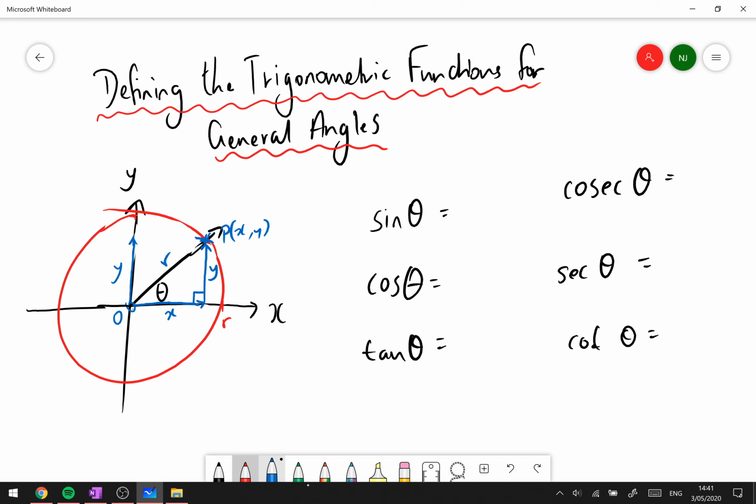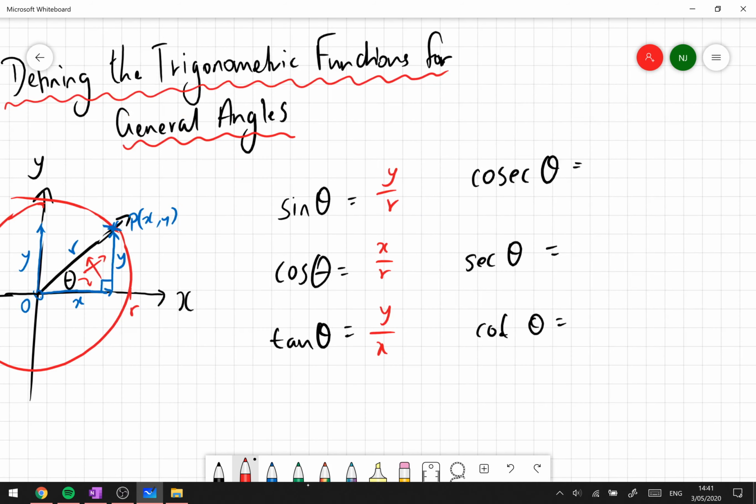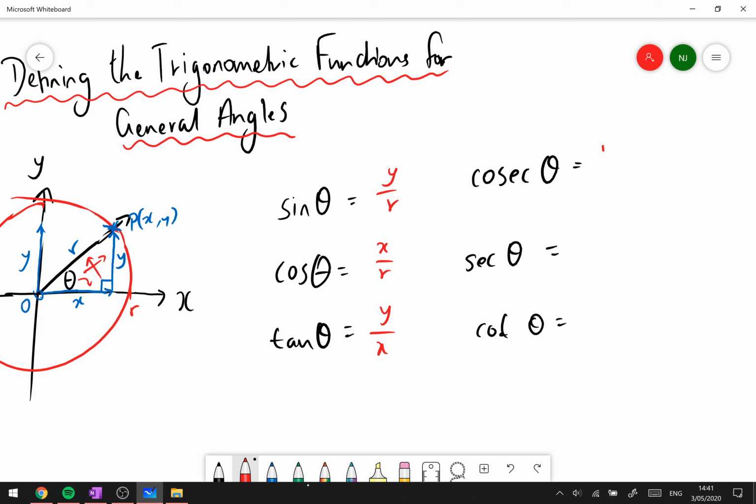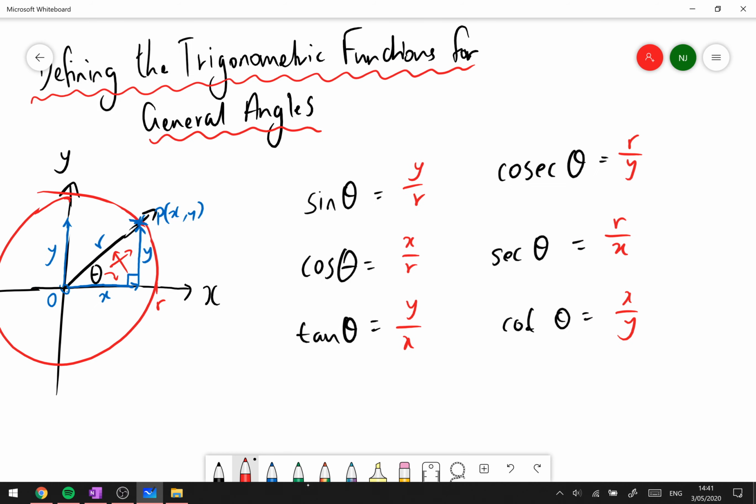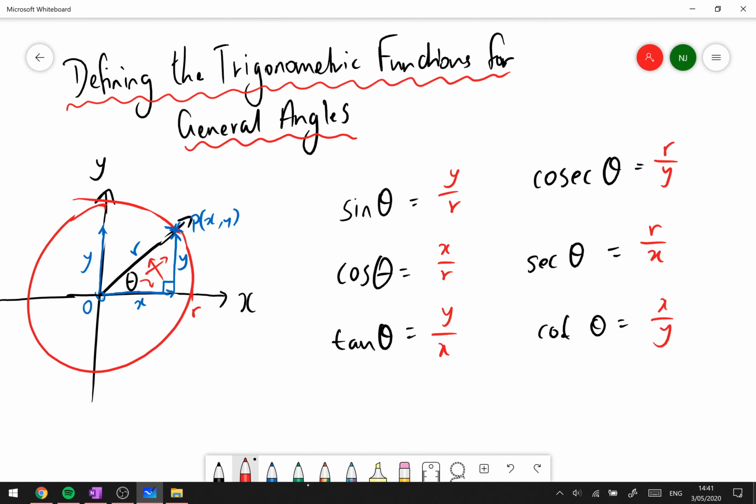Now, using that, we can define our trig ratios along this circle. Sine is opposite over hypotenuse, so the opposite is y, the hypotenuse is r, so it is y over r. Cos is adjacent over hypotenuse, so x over r. And tan is opposite, which is y, over adjacent, x. Remembering our cosec, sec, and cot are just the reciprocals of these, so r over y, r over x, x over y. So that's how we define the trig functions for general angles.